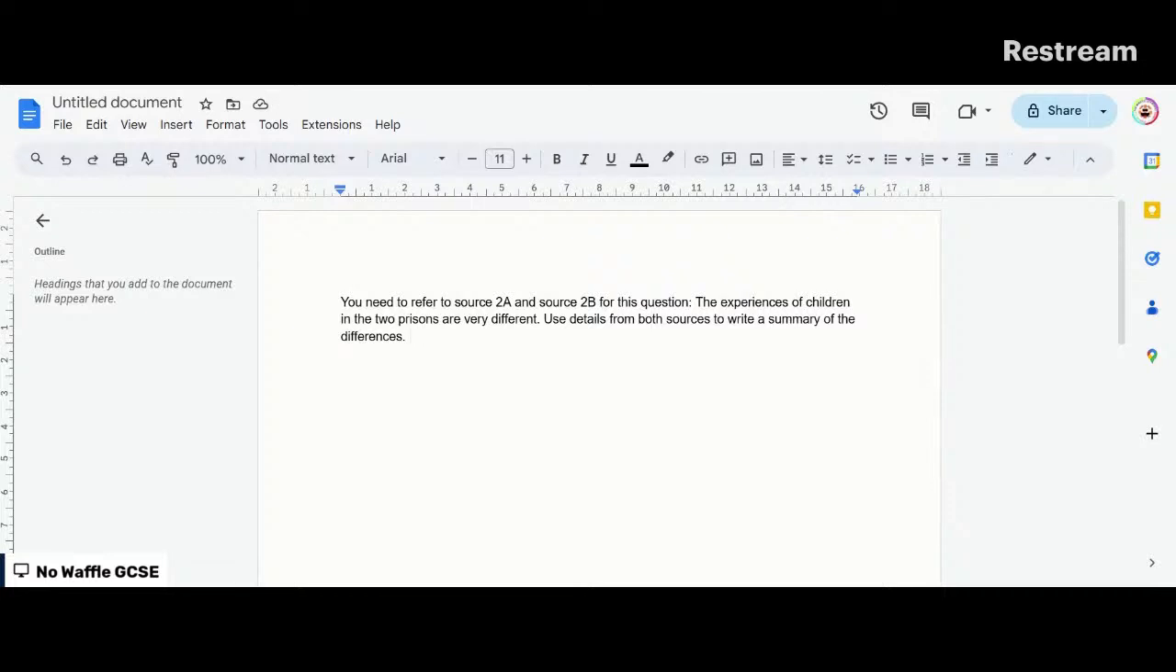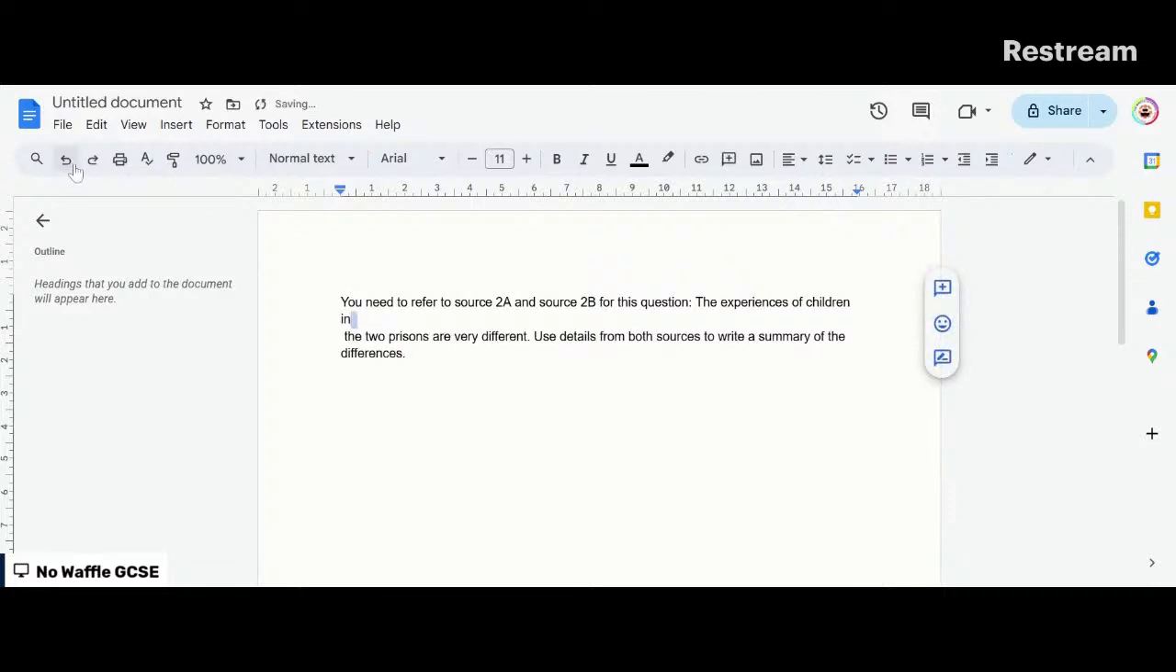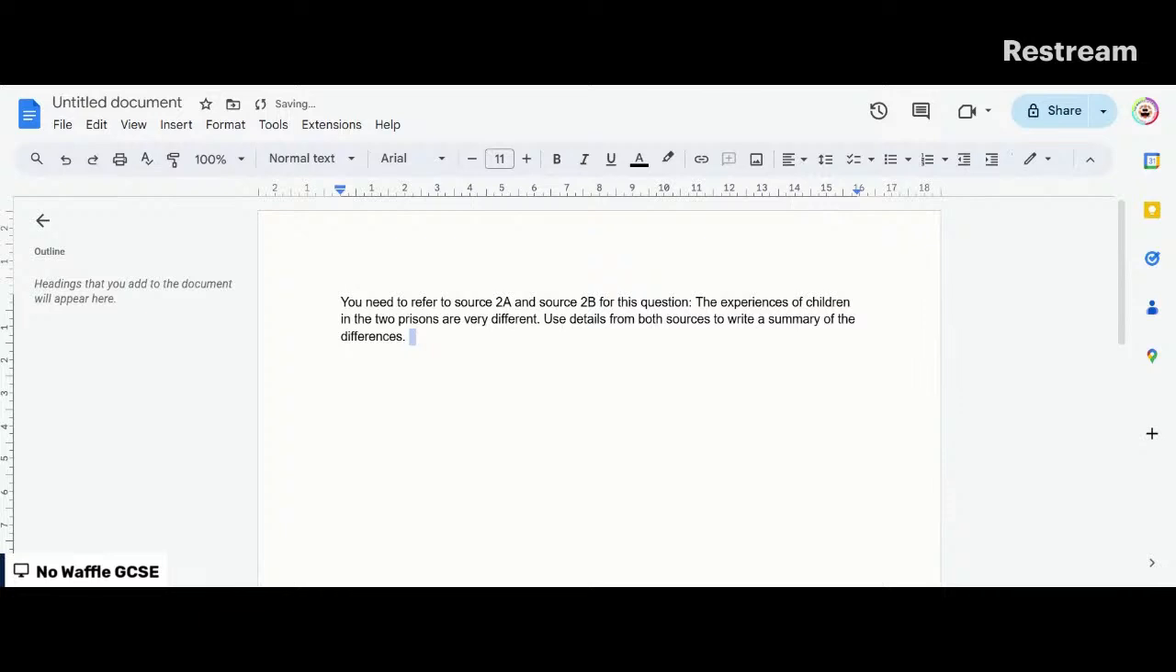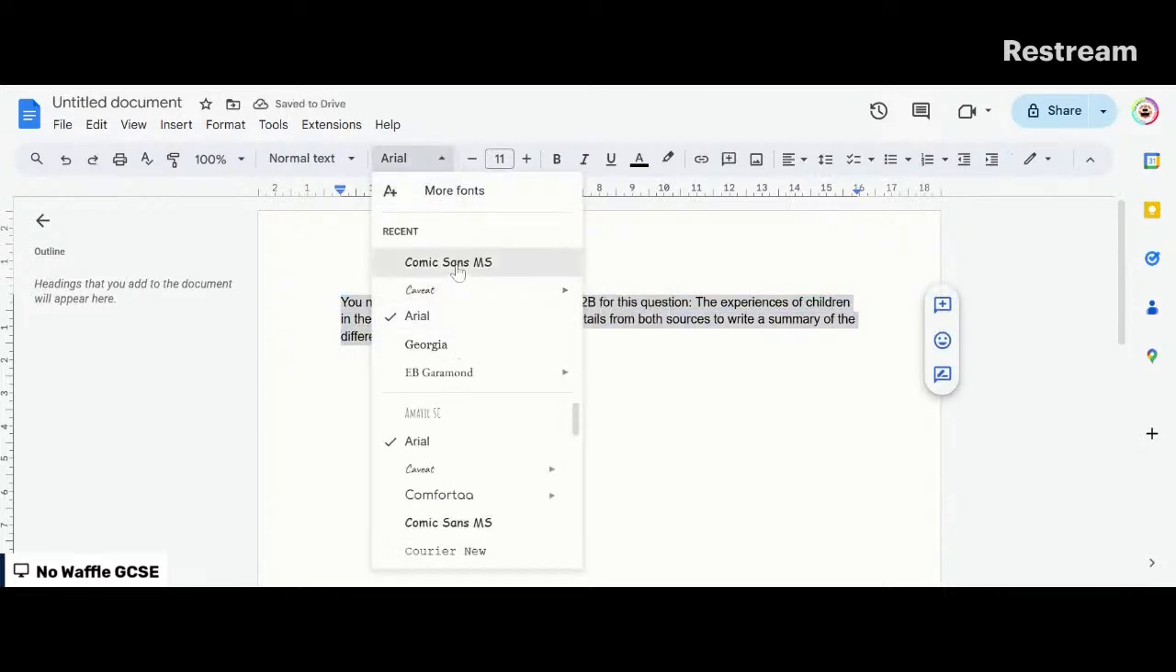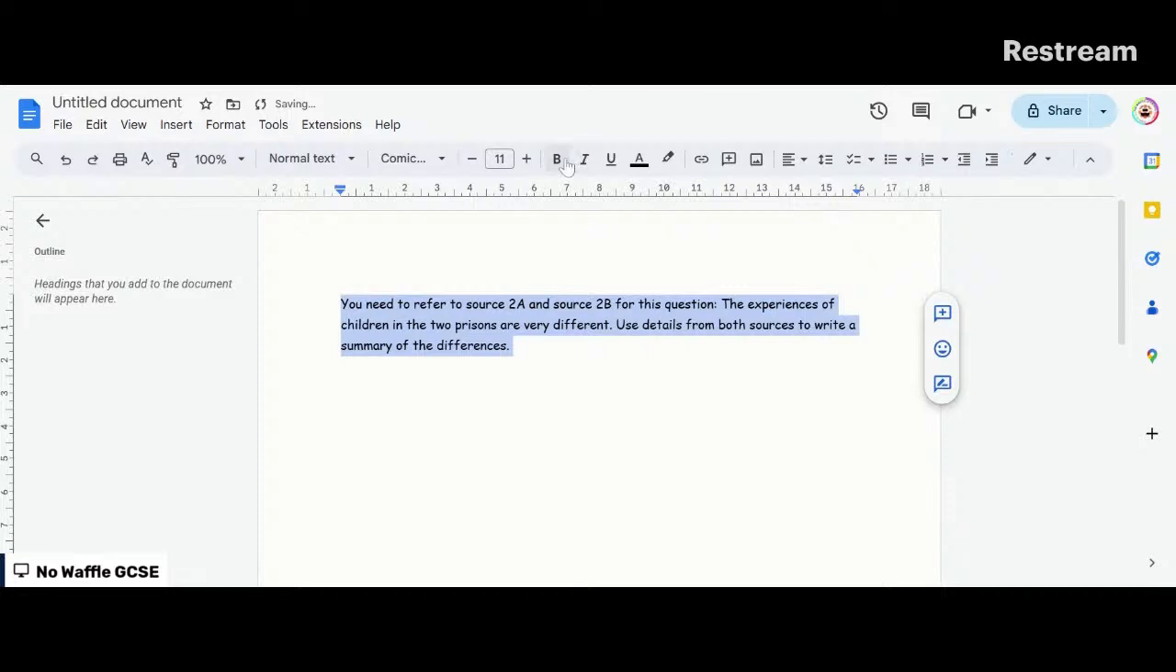I hope your half term is going well. I know it's quite difficult to revise in the half term, but don't worry, you're almost there. You're almost done with your exams. This is AQA, by the way, for those asking.